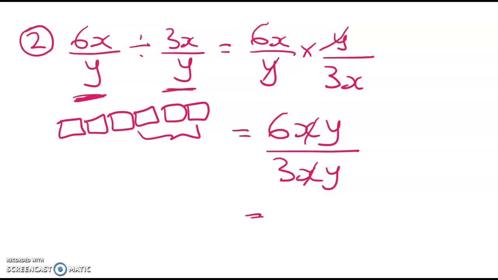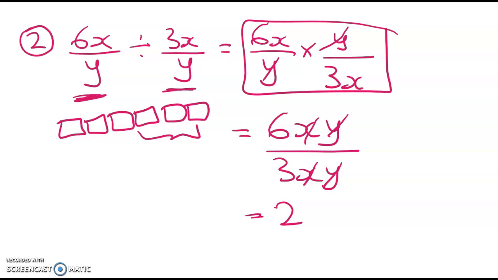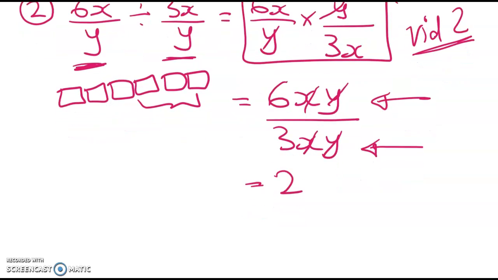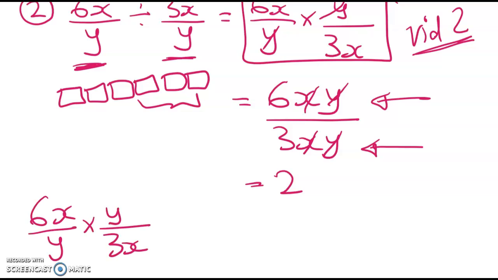X divided by x is 1, y divided by y is 1, and 6 divided by 3 is 2. Right, now let's have another look at the method I was starting to do, which is what we did in video 2 when I showed you how to do multiplication. So it's always okay to times the top and times the bottom, and then to simplify. But here, going back to that middle step, we had 6x over y times y over 3x.